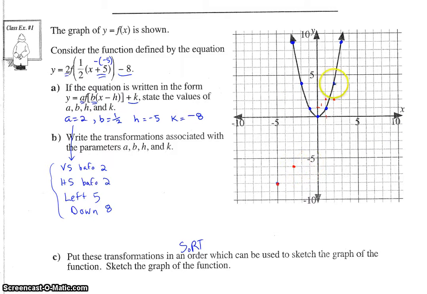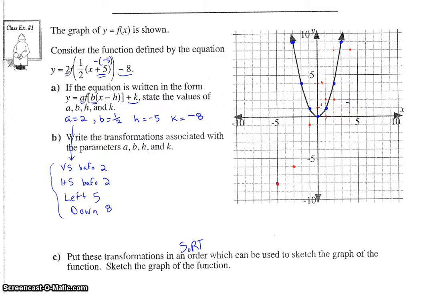All right, let's do this point here. So we're at 2, 4. So vertically stretched by a factor of 2, the 4 for y would become 8. Okay, horizontally stretched by a factor of 2, our x value of 2 would become 4. Okay, and then left 5 over to here and down 8 would put us at negative 1.